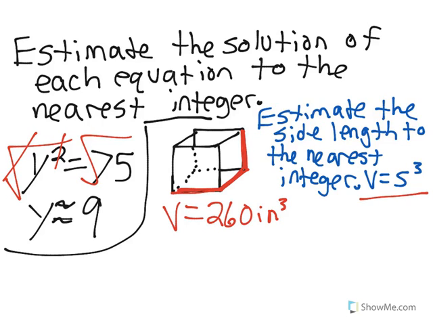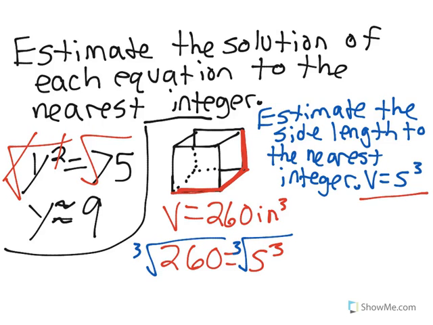So anyways, if we know the volume is 260, we can plug it into V. So we would have 260 equals s cubed. Now our job is to solve for s. In order to do that, we have to get rid of the cube. The opposite of that is a cube root. So we need to cube root both sides. On the right side, the cube root and the cube cancel out, so we're left with just s, or side.